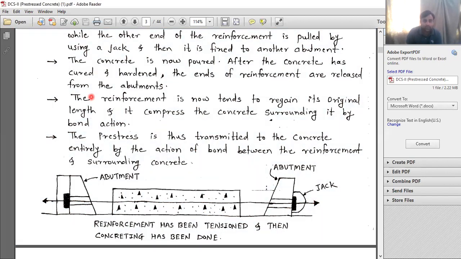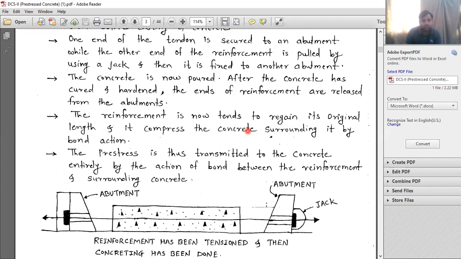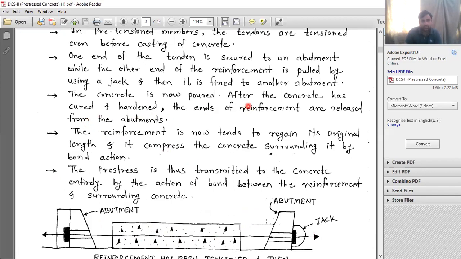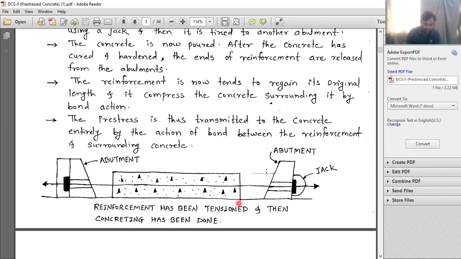Okay. So here, now after this, you can see the prestress is applied. And the concrete is now poured. After the concrete has cured and hardened, the ends of the reinforcement are released from the abutment. I just told you. After giving the prestress, once you transfer the prestress to the tendon, then the concrete is poured.